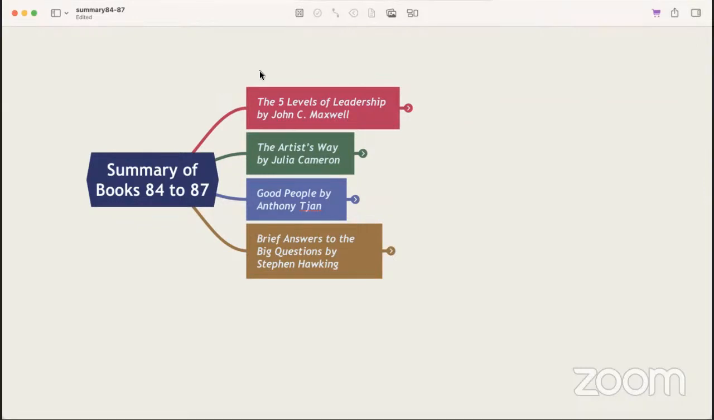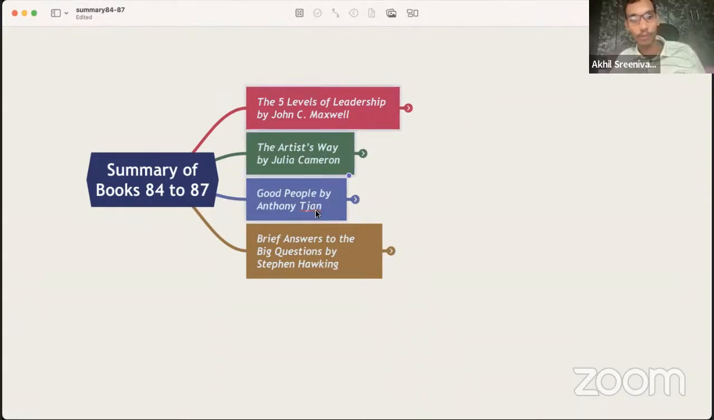Yeah, fine. Thank you. So here are the 4 books that we are going to cover today. The first book that we are going to see here is The 5 Levels of Leadership, written by John C. Maxwell. The second book is The Artist's Way, written by Julia Cameron. And the third book is Good People, written by Anthony Zan. And the fourth book, which is very important for me, Brief Answers to the Big Questions, written by Stephen Hawking.